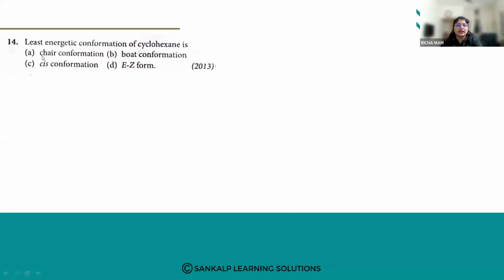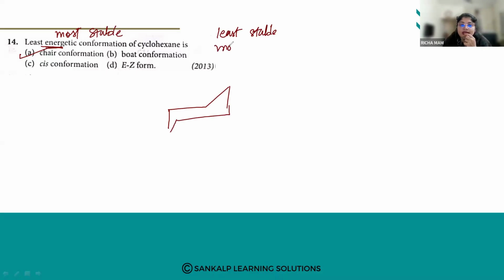Next question. Least energetic conformation of cyclohexane is. Between the boat conformation and the others, least energetic means more stable, right? So it is the chair conformation. So least energetic means it is the most stable, and least stable means it is more energetic. Okay, so that will be your half chair. Understood? So remember this, don't forget. So the most stable will be your chair form. Yes, option number A. Very good.